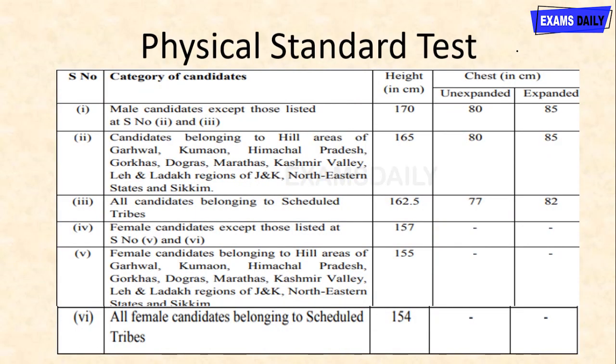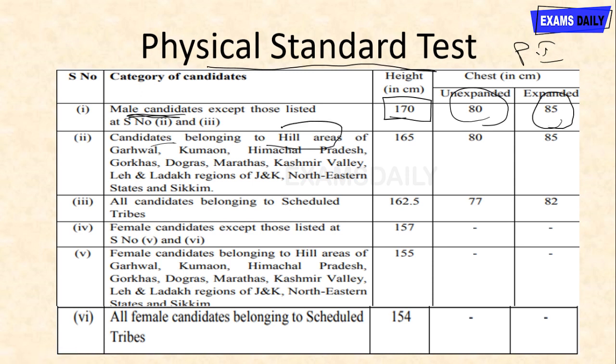So once you have completed paper 1, you are eligible for the physical standard test. And for the physical standard test, there are some categories. For male candidates, your height must be 170 centimeters and chest unexpanded 80 and expanded 85. And for candidates belonging to hill areas of Garhwal, Kumaon, Himachal Pradesh, Gorkhas, Dogras, Marathas, Kashmir Valley, Leh and Ladakh regions of Jammu and Kashmir, northeastern states and Sikkim, they must have 165 centimeters in height, and chest unexpanded 80 and expanded 85.